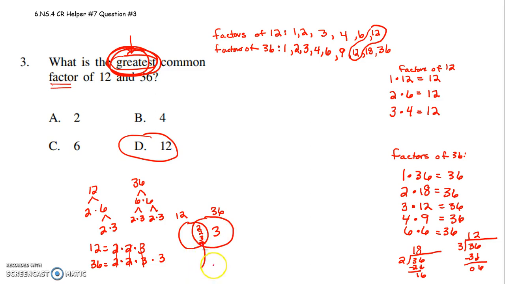So to find the GCF, your teachers would have you do 2 times 2 times 3. 2 times 2 is 4, times 3 is 12. So you can either write out your factors, or some teachers really focus on the Venn diagram to get to the greatest common factor. Either way, hope that helps.